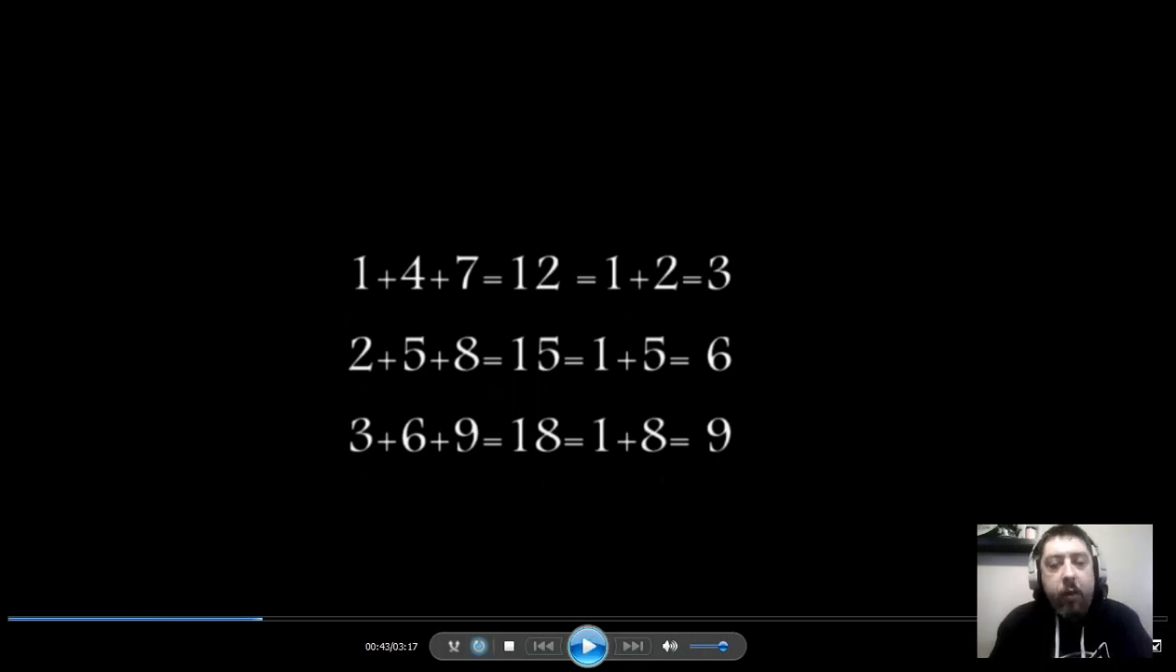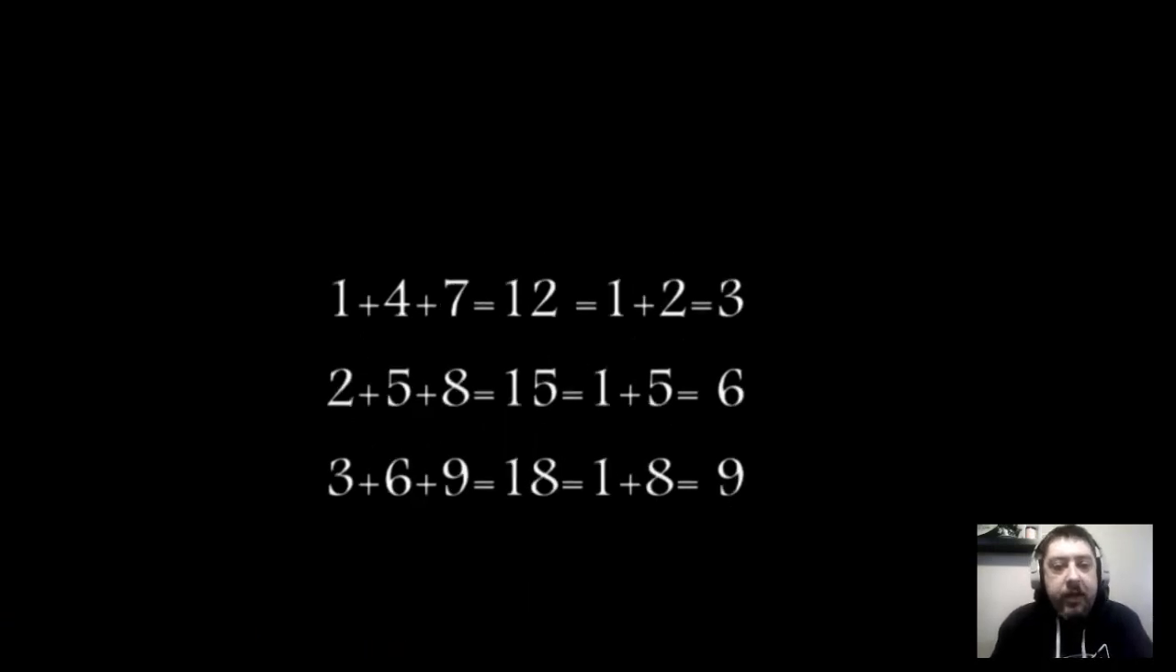Here you can see where we've added the 1, 4, 7, the 2, 5, 8, and the 3, 6, 9. Then we've broken it down through Vedic digital root. Made the 12, 1 plus 2 equals 3. The 15 became 1 plus 5, which equals 6. And the 18 became 1 plus 8, which is equal to 9. 3, 6, and 9.